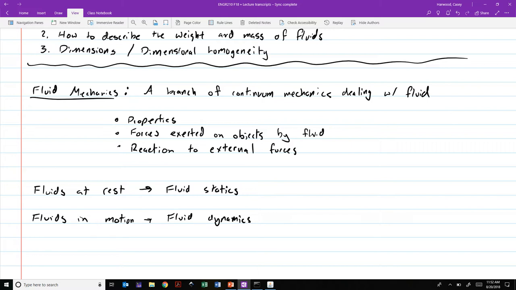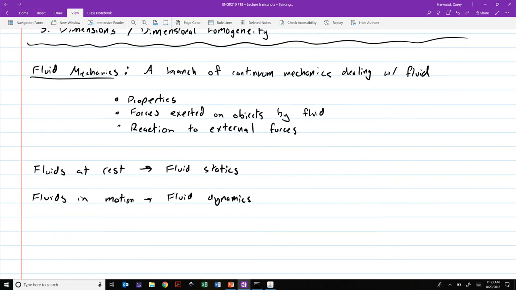So fluids at rest, or fluid statics, examples include some of the properties we discussed, things like surface tension, density, weight, as well as the many engineering applications. Dams, for example, floating objects. These are all things that are governed by the forces that go on in a fluid when it's not actually moving. Fluid dynamics encompasses things like lift and drag, the flow over objects, wing theory, and water waves.